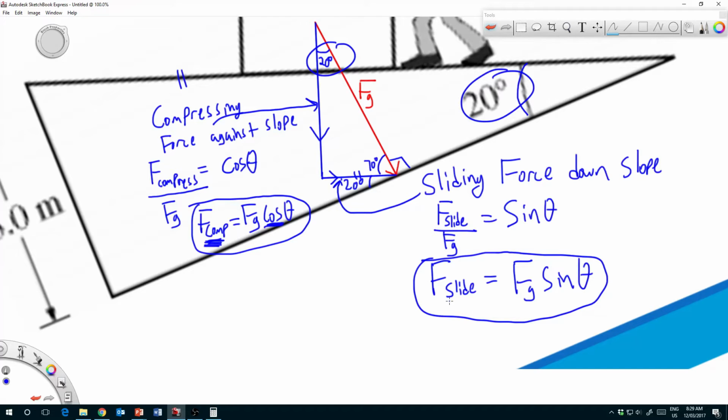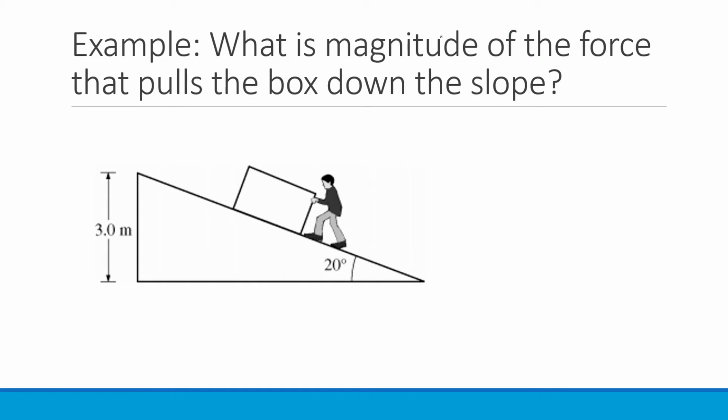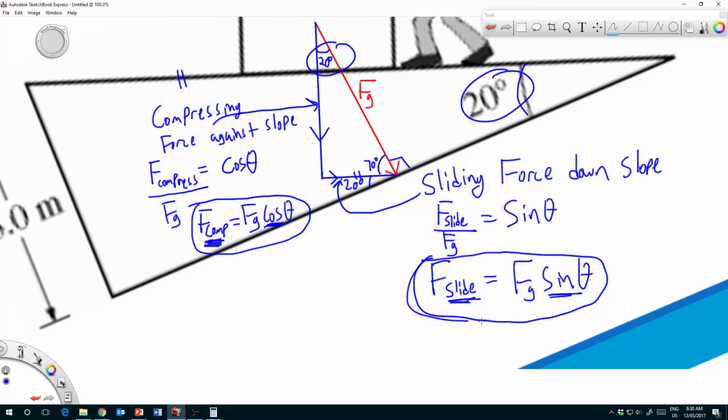And just like the compressing force uses the cosine, sliding force uses sine. So compressing force uses cosine, sliding force uses sine. I think we answered our question, because our question was just asking what is the magnitude of the force that pulls the box down the slope. Well, that's just this formula here. So sliding force equals Fg sine theta.